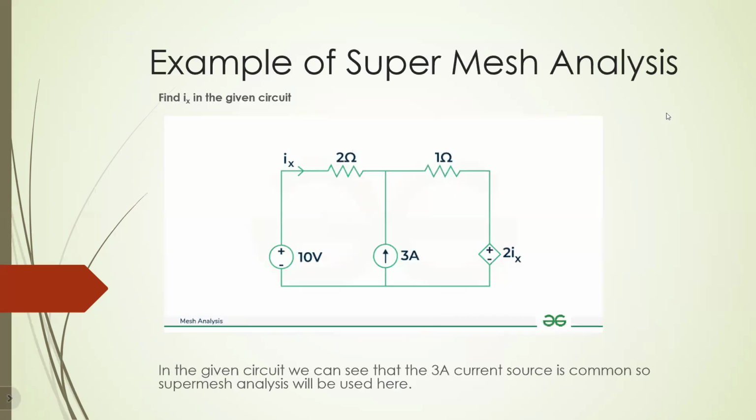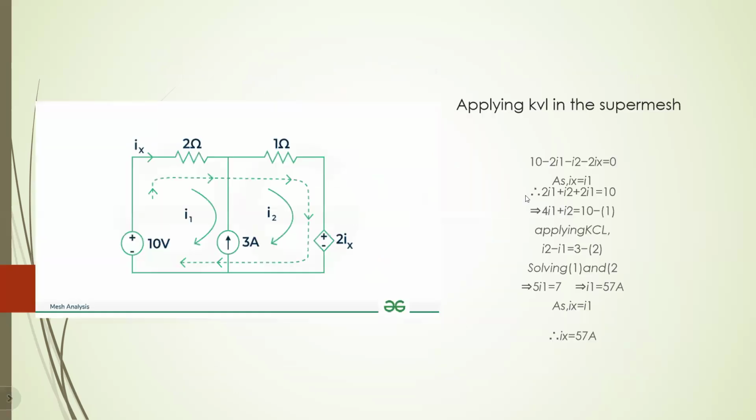An example of supermesh analysis. Find Ix in the given circuit. In the given circuit, we can see that the 3 ampere current source is common, so supermesh analysis can be used. Applying KVL in the supermesh: 10 minus 2 I1 minus I2 minus 2 Ix equals 0. As Ix equals I1.